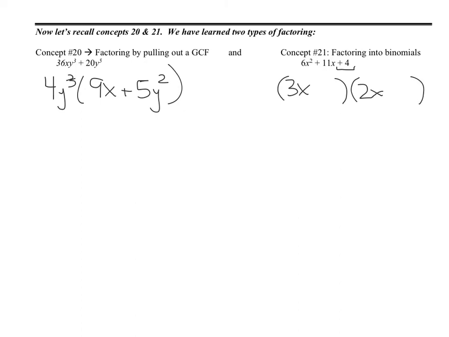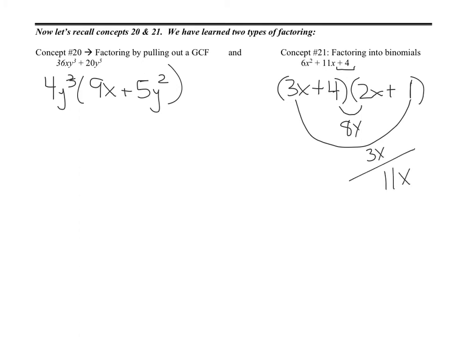So I've determined that the signs here both have to be addition because the last term is positive. And when I broke it up into 2 and 2, it didn't work. So then I tried 4 and 1. And if you put the 4 right here and the 1 right here, and you tried your outers and your inners, your inners give you 8x, and your outers give you 3x. And if you combine 8x and 3x, you are getting 11x in the middle. And so that would be 3x plus 4 times 2x plus 1.